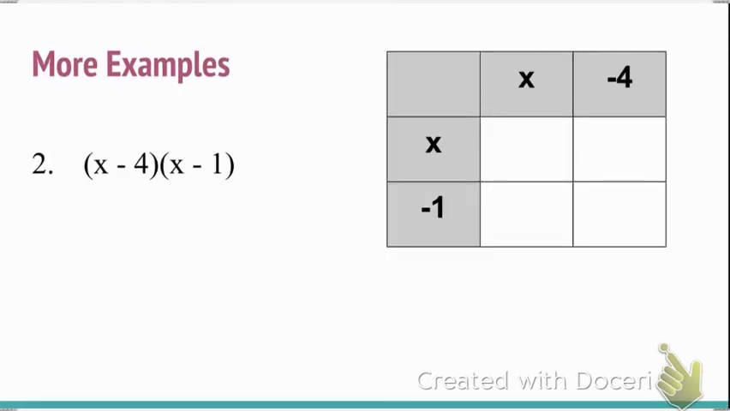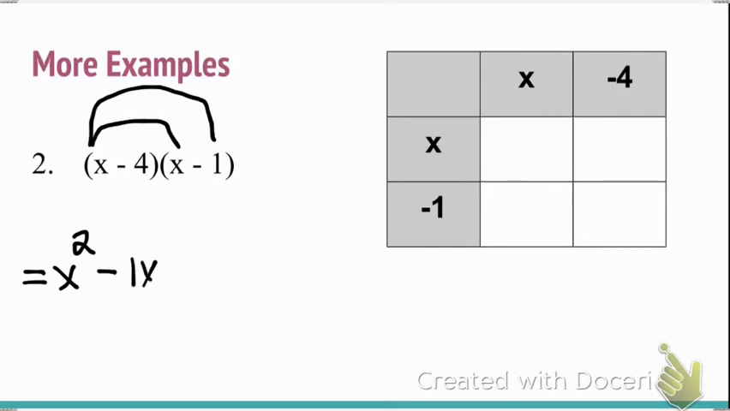Okay, example 2. So the FOIL method again, we go first. So x times x, I've got x squared. Then I'm going to go the outside, so FOIL, so the O is outside, so out to out. So x times -1, that's going to give me -1x. You can put the 1 or you don't have to put the 1. It's imaginary when it is a coefficient.